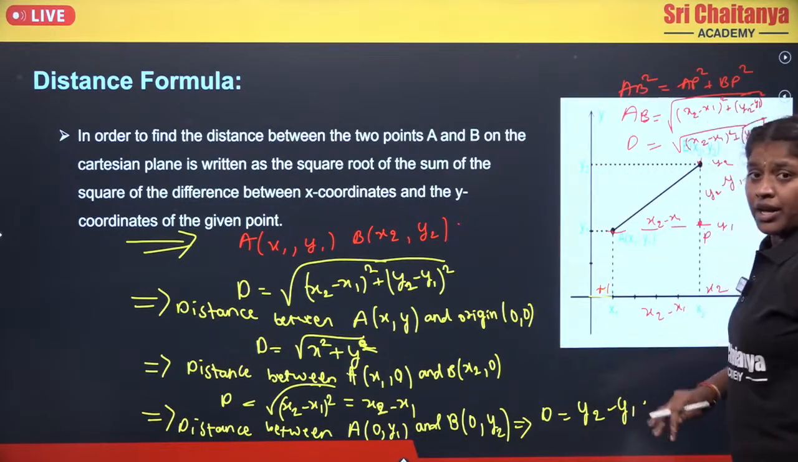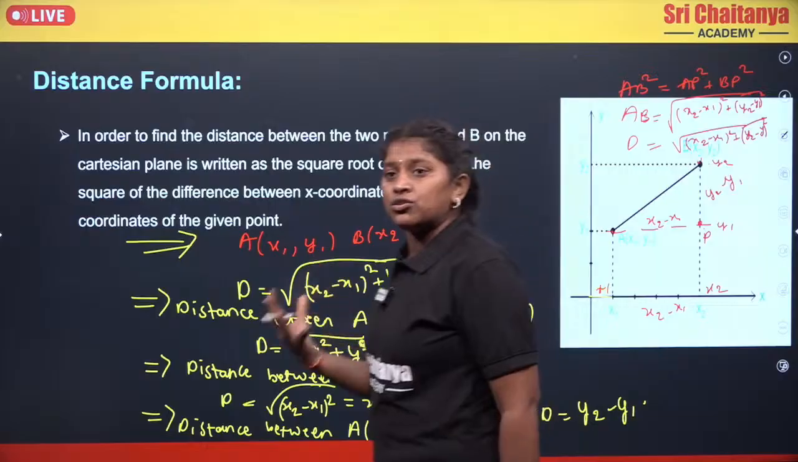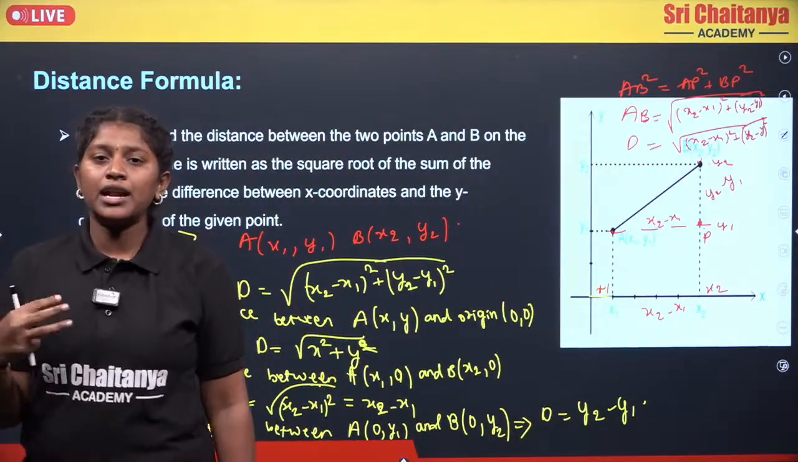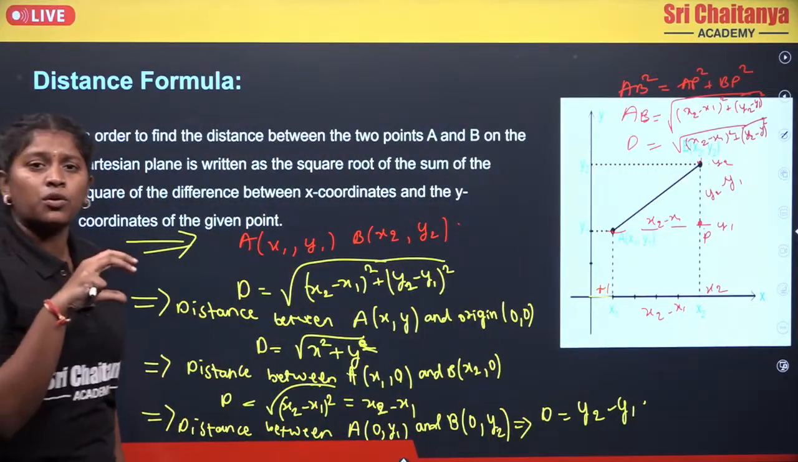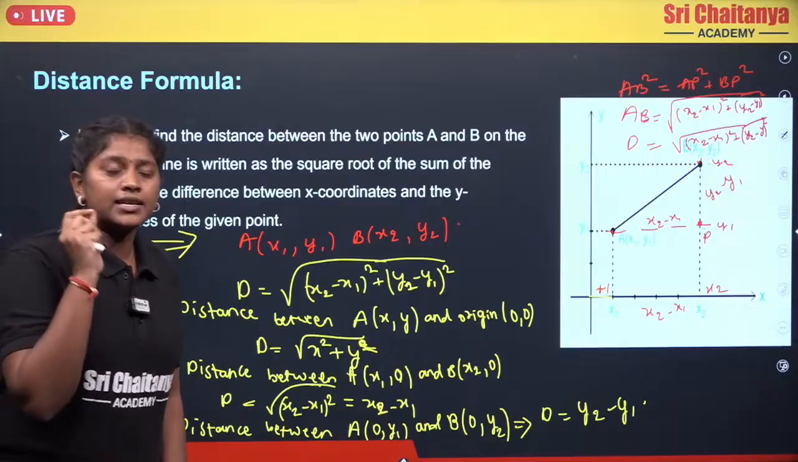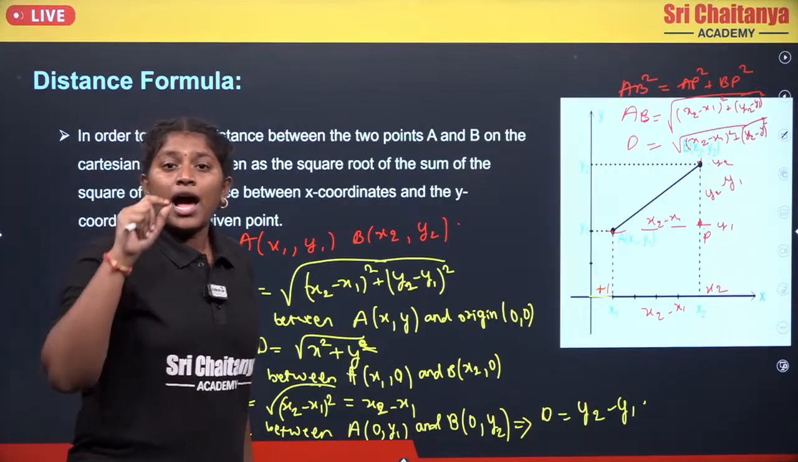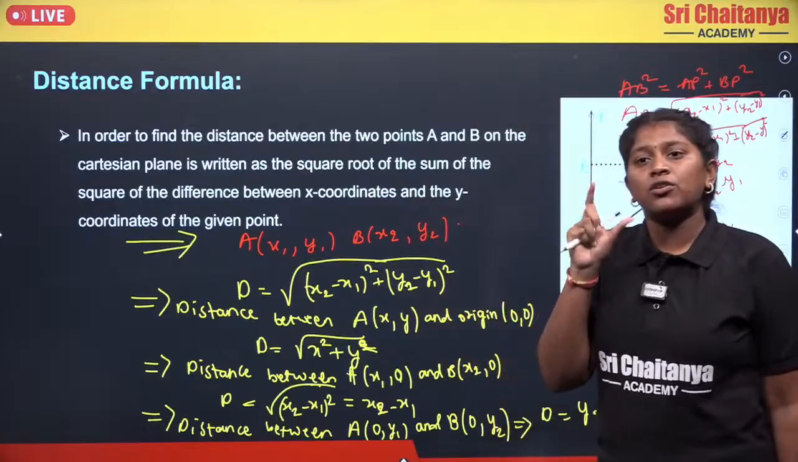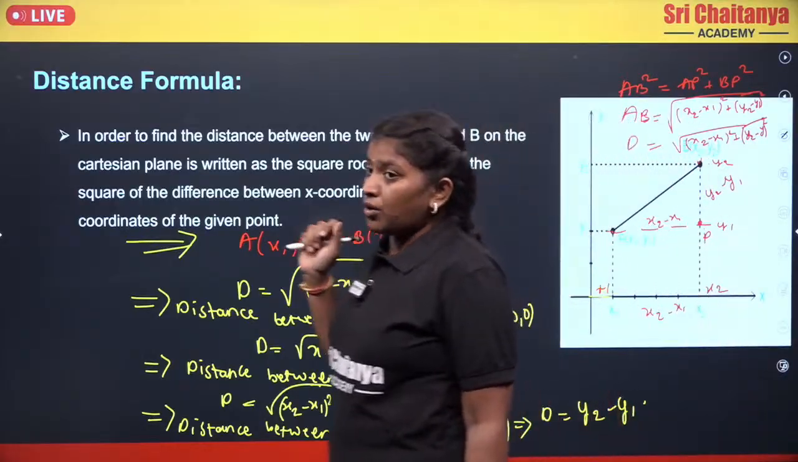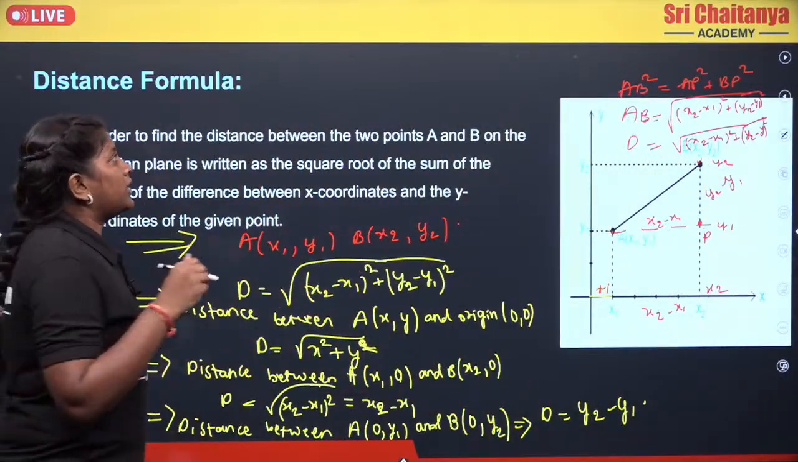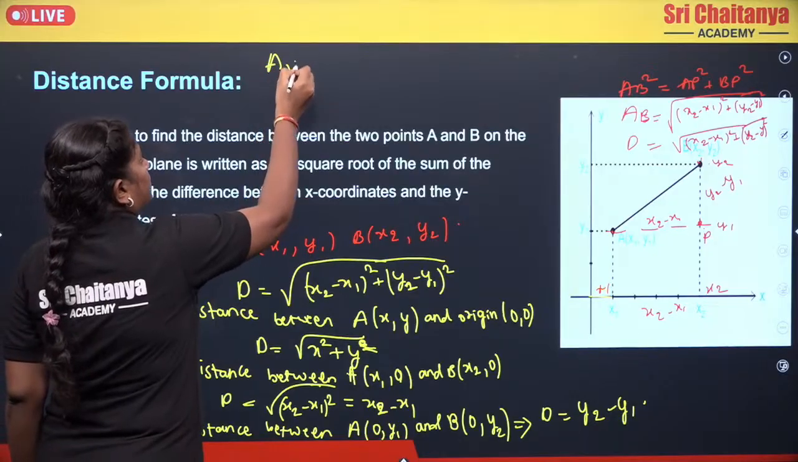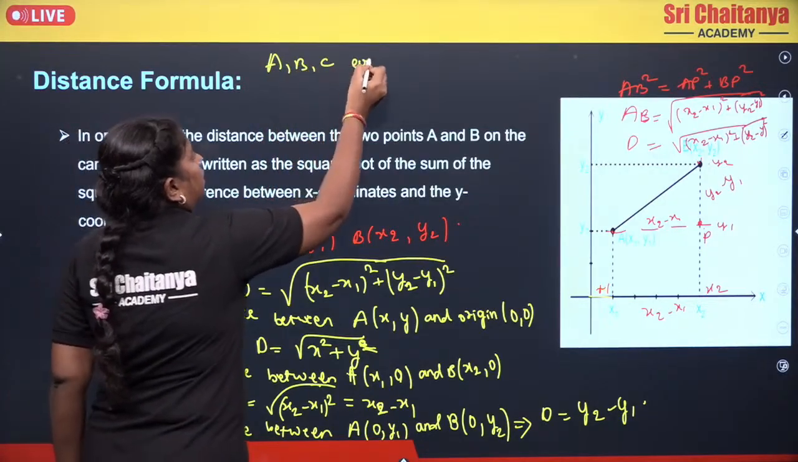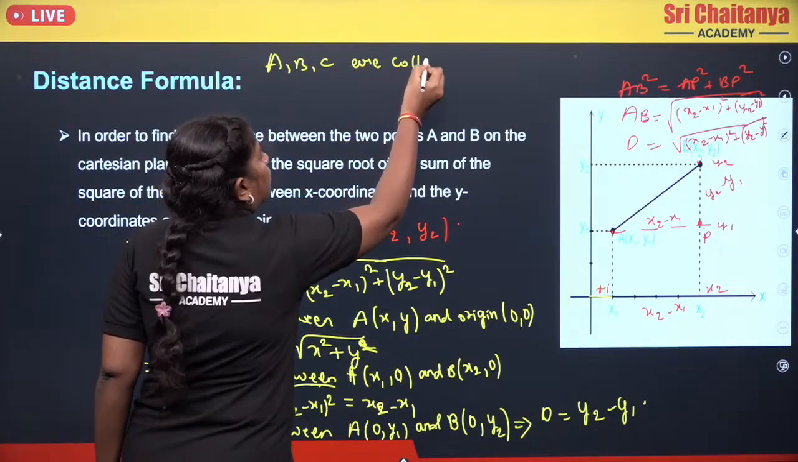Okay. Now if you go for the application of the distance formula, where we can apply this and use this concept, it is mostly in the case of collinear points. So I think everyone knows collinear points, right? Collinear points means they lie on the same line. So now I am saying that A, B, C are collinear points.